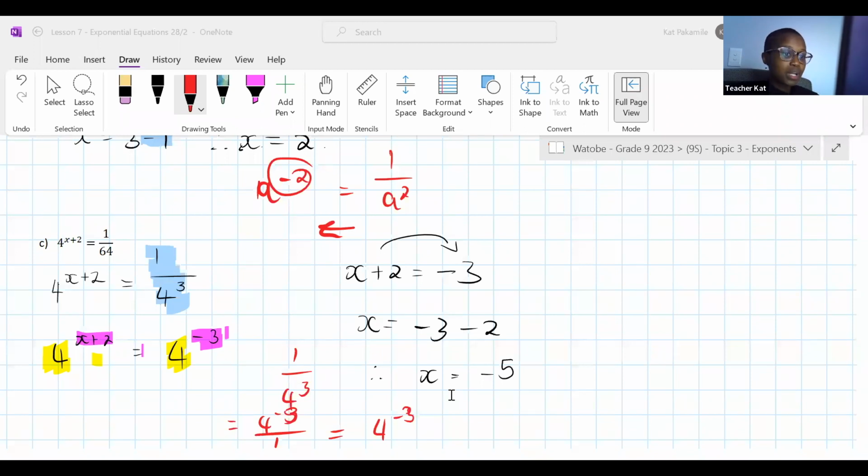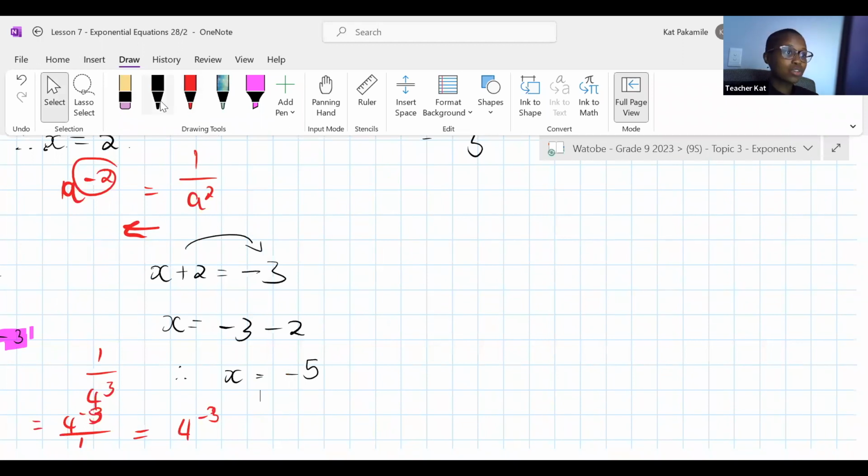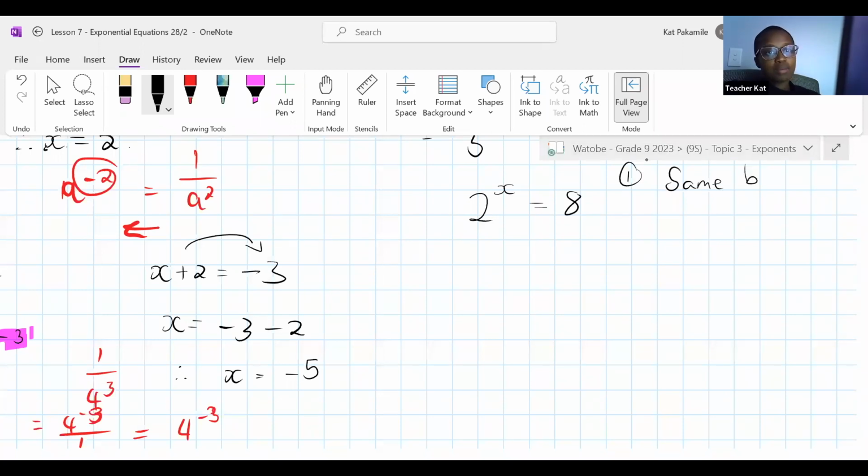Let's do a simple one on the side. The ones at the bottom, I can tell you, are not simple, so let's start with the simple ones. If I say to you, 2 to the exponent of x is equal to 8, step 1 is we want the same bases. So in the chat, tell me what base that is going to be.